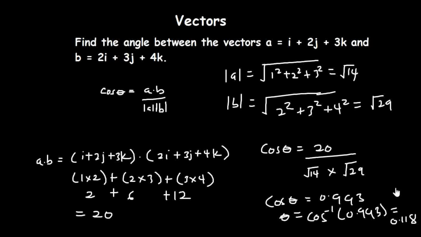0.118. So I'm going to make this theta equals 0.12 radians. This will be the answer in radians. If you want your answer in degrees, that will be equal to 6.7 degrees. So this will be the angle between vector A and vector B. So let's move on to the next question.